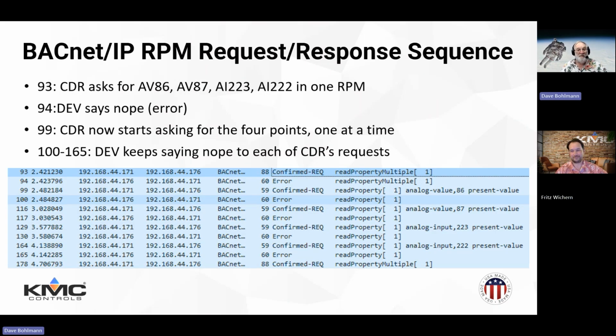So in that scenario, here are my frames over here, frame numbers. This is the time from the beginning of the capture. 44.171 was Commander. 44.176 was the device it's trying to talk to. So frame 93 is Commander asking for AV 86, 87, AI 223, and 222. Now here, you can tell it's a request because it has REQ there, which stands for request, and confirmed request is Commander demanding some sort of acknowledgement from that device that it got the message.